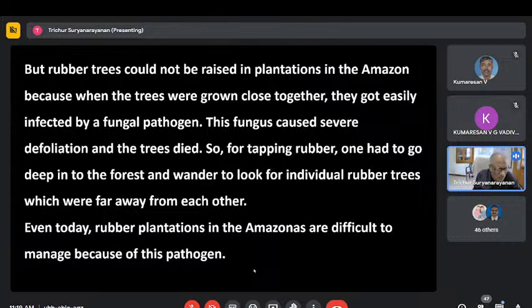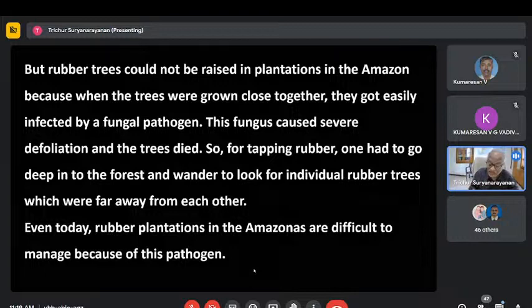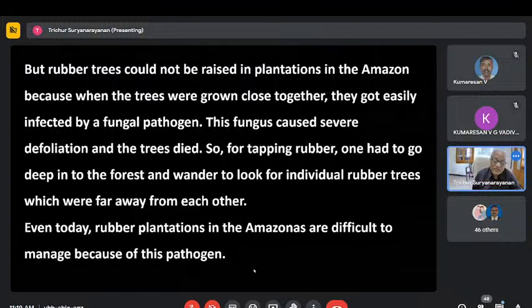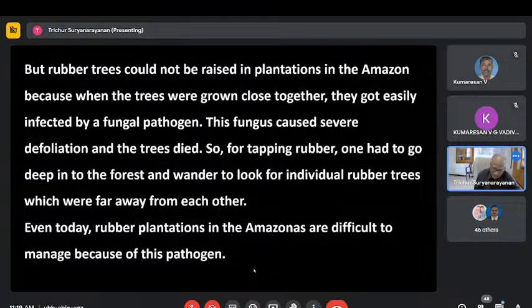It's a very dense forest with very high diversity. So you may find one rubber tree here, and you have to walk maybe several meters or sometimes even kilometers to find another rubber tree. Because they were separated, the pathogen could not spread from one tree to the other. So most of the trees in the forest were healthy, but people had to go into the forest every day, search for trees and get the latex from them. Even today, rubber plantations in the Amazon are difficult to manage because of this pathogen.